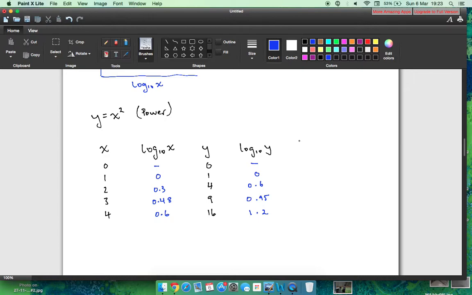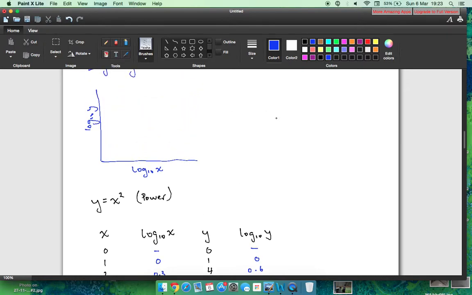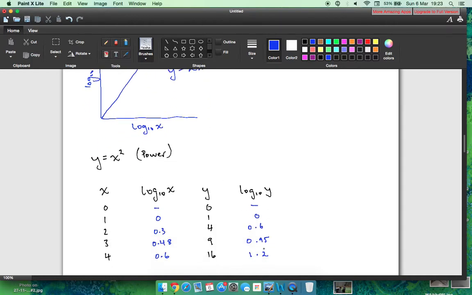So if you were to plot this on a log-log graph, it would be linear, taking the form y equals 2x, because in each case the log y value is double the x value.